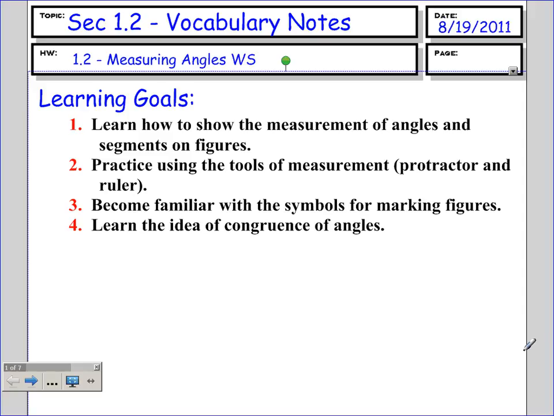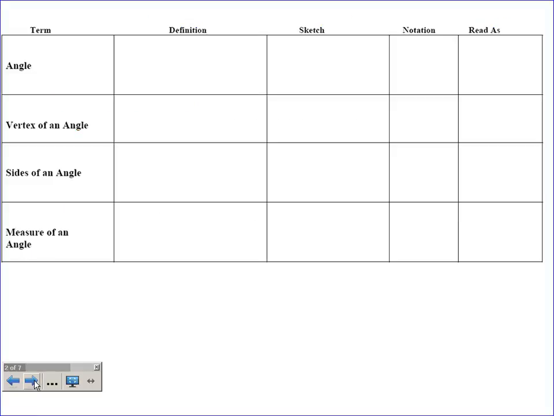We have some goals here. We're going to practice using the tools of measurement, basically the protractor and ruler. We're going to know the symbols and stuff. Basically the stuff that we did yesterday, we're going to continue with that. But first we have to hit some vocabulary. I'm sorry, we have to do vocabulary. I don't like vocabulary either. We have to do it.